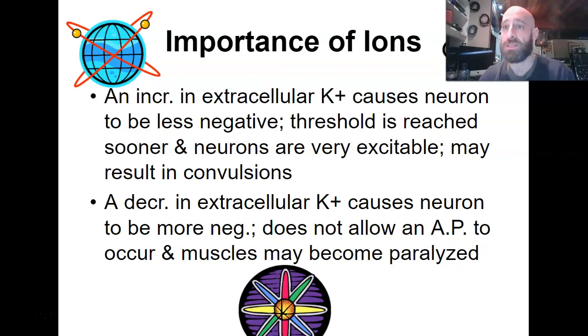And if there's a decrease in potassium in the blood, that's going to cause that neuron to become more negative, because those potassiums are going to want to leave at a higher rate because there's even less potassium on the outside.